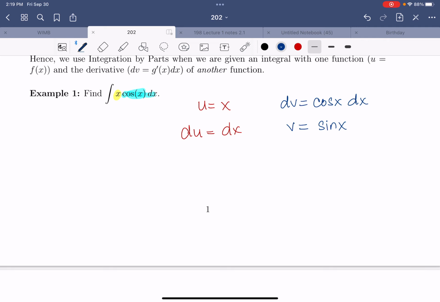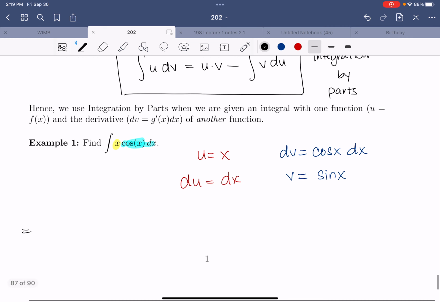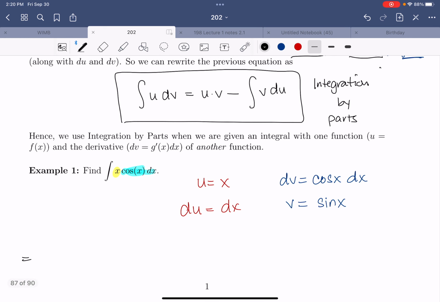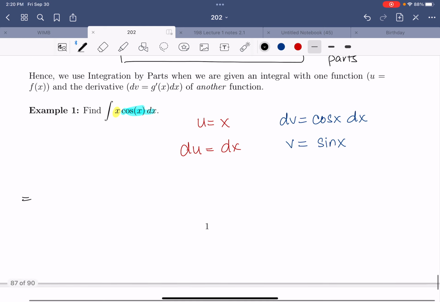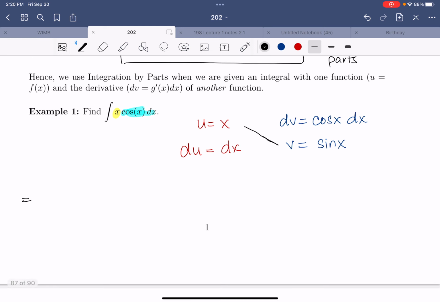Okay, so from here, I want to follow the formula. And the formula tells me that the integral of u dv, which is exactly what I have here, is u times v. And u times v is this diagonal. So I just think about, let's multiply along the diagonal. And that's going to give me x sine x.